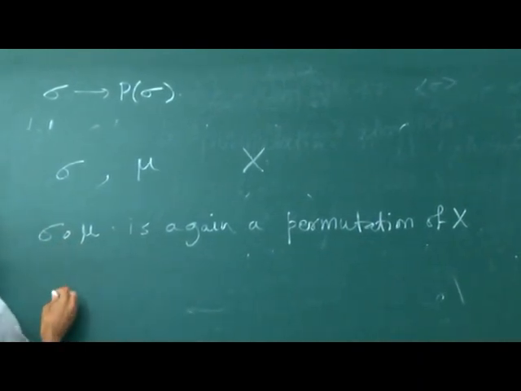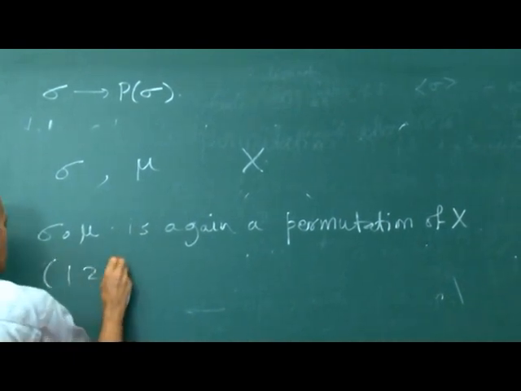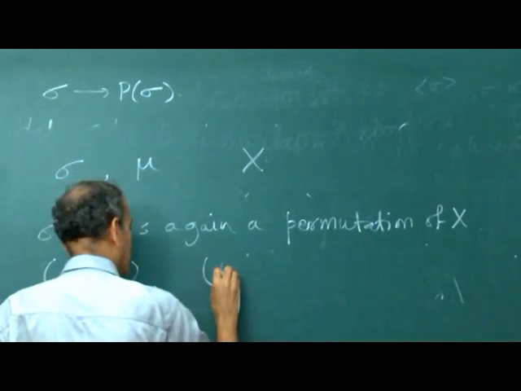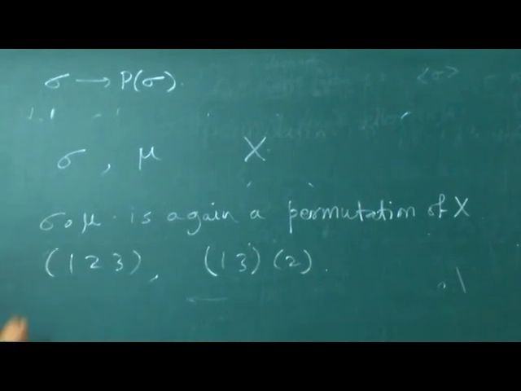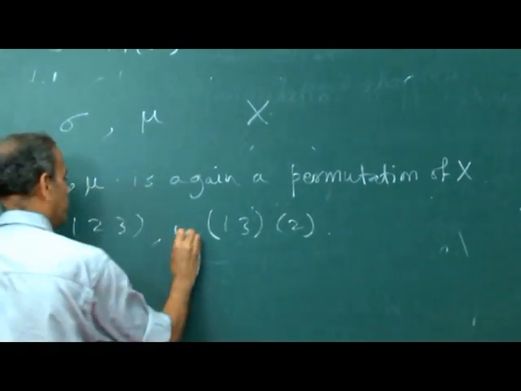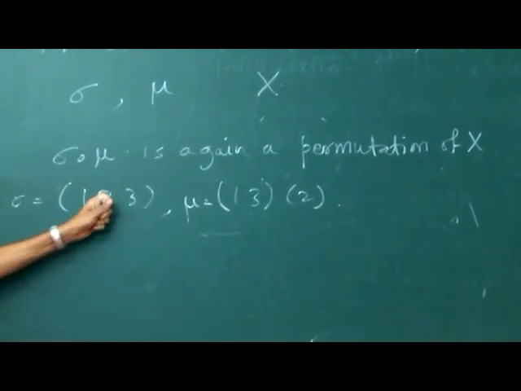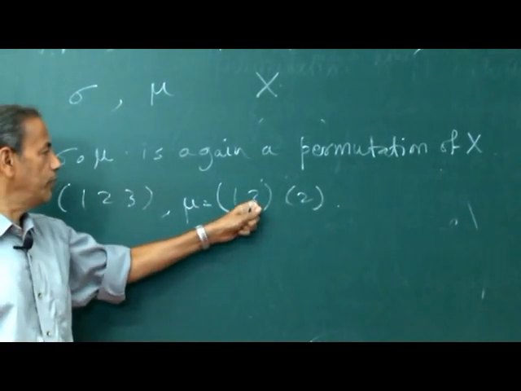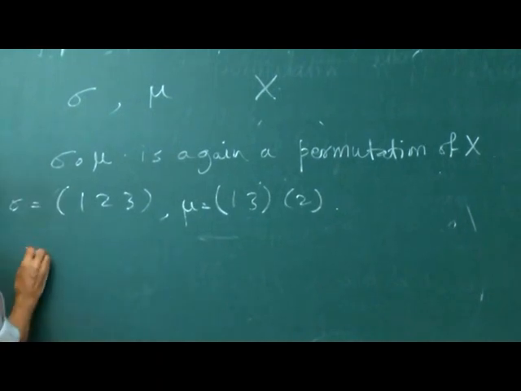Let me give one example. Let us take two permutations like this. These are the two permutations. I call this sigma and this is mu. So let me explain what sigma is doing. Sigma is taking 1 to 2, 2 goes to 3, 3 goes to 1. Mu is taking 1 to 3 and 3 to 1, and 2 is fixed by mu. Now let me compose these.